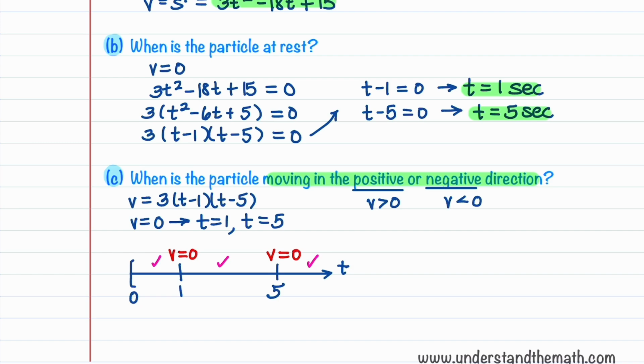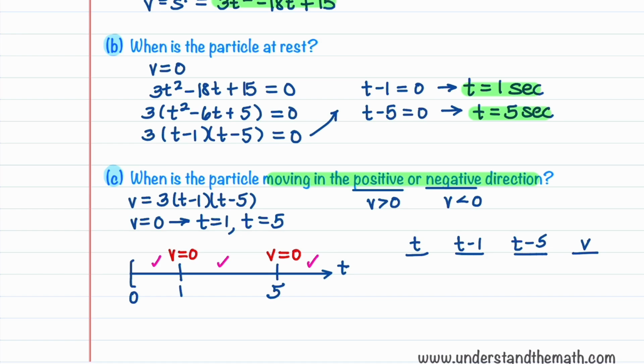I'm going to create a table over here. I'm going to put down t, and then t minus 1, t minus 5, and then our velocity function. So what I'm going to do is pick a point in each interval and then see if t minus 1 and t minus 5 are positive or negative, and then we can tell what is going on with the velocity.